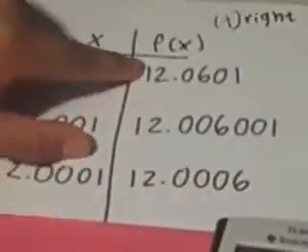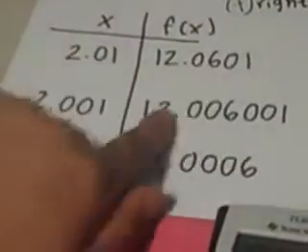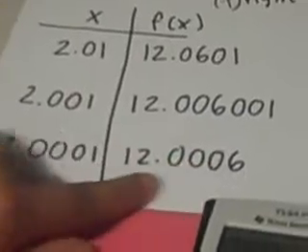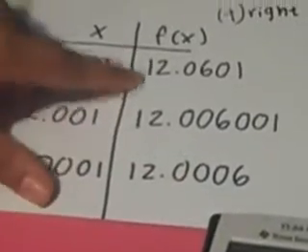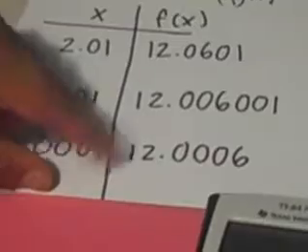2.001, you plug it in, you will get 12.006001. Add another 0, 2.0001, you're going to get 12.0006 as your y. And as you start seeing, your decimal starts getting smaller, trying to reach 0 all the way, but your whole number keeps on staying 12.